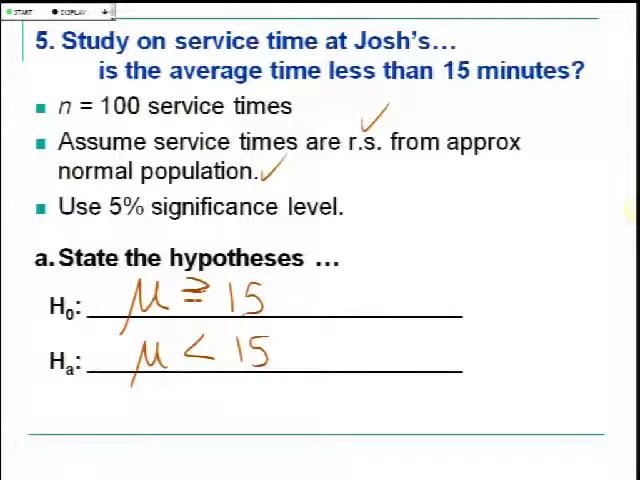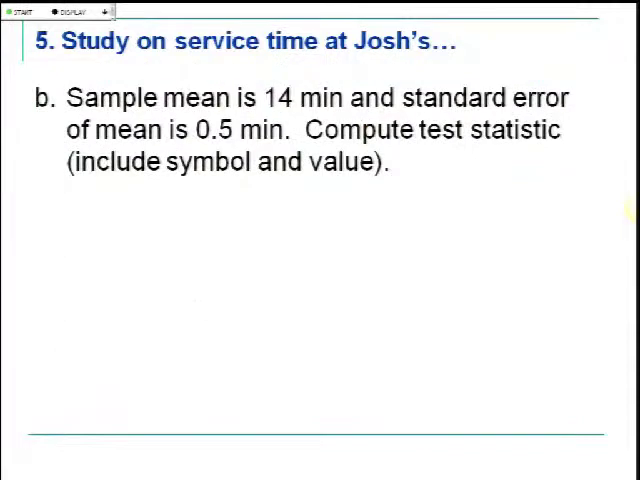I have 100 service times. I have one sample randomly selected from my population. And you've got a short summary in part B of what the results were from that sample. It even says it right there. The sample mean was 14 minutes. Now, they didn't say the word sample. They said the 100 service times resulted in a mean of 14 minutes. You know that that is your sample mean, which is not mu, but x bar. And the standard error of the mean is 0.5 minutes.